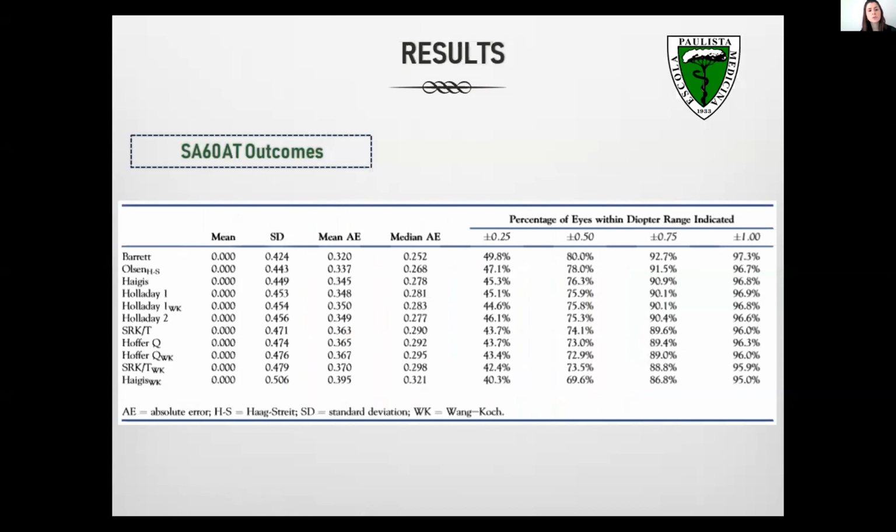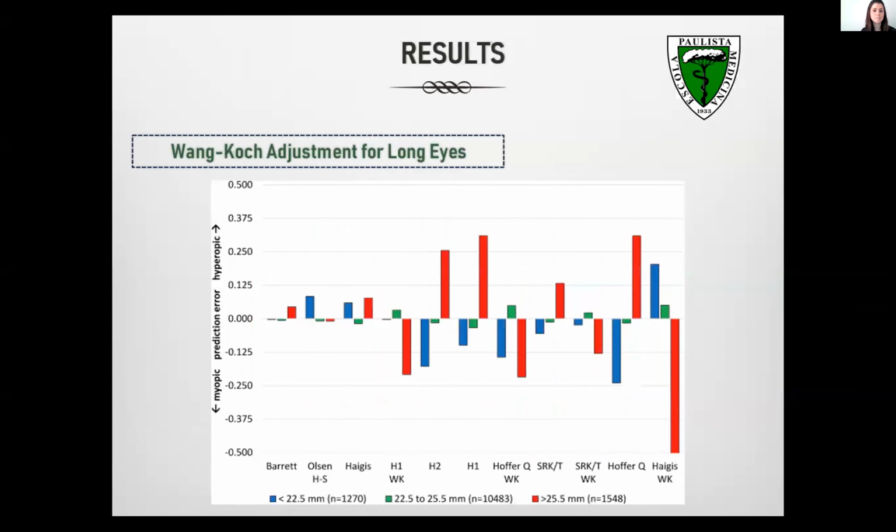And this other table shows the outcomes of the other IOL used, also sorted by standard deviation and with similar results, with Barrett showing the lowest standard deviation, followed by Olsen and Huygens. This other figure shows the mean absolute error in diopters, going in the hyperopic direction or myopic direction, in all of the groups. In blue are the short eyes, in green the medium, and in red the long eyes.